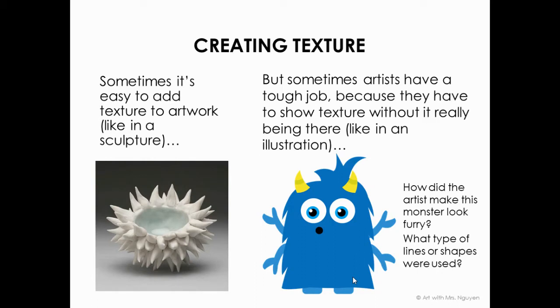On the left, you can see that the sculptor added those pointy, organic shaped forms to a bowl shape, and that creates a very real kind of pokey texture if you were to hold that. On the other hand, the monster on the right, it's a little harder because it is a two-dimensional surface. It's on a screen. It's like an illustration. So what did the artist do to suggest that the monster is furry? What types of lines or shapes were used?